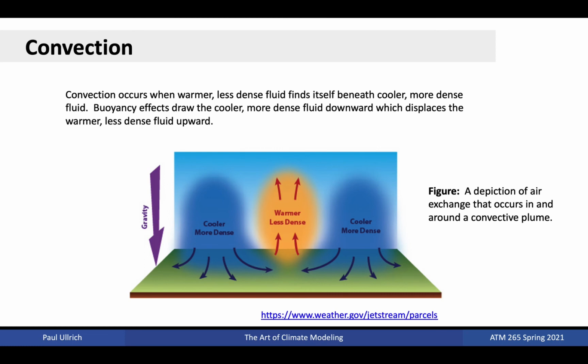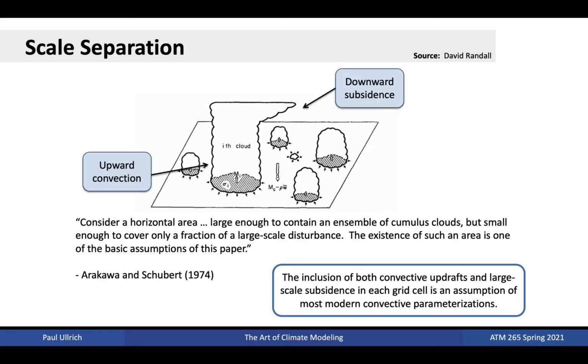Buoyancy effects draw the cooler, more dense fluid downward, which displaces the warmer fluid upward. In a moist environment, this results in warm air that rises, cools, and produces condensation. Strong thunderstorms produced by buoyancy effects are around 20 kilometers across and develop and dissipate over the course of around 30 minutes. Upward convection of air is compensated for by downward subsidence of air.